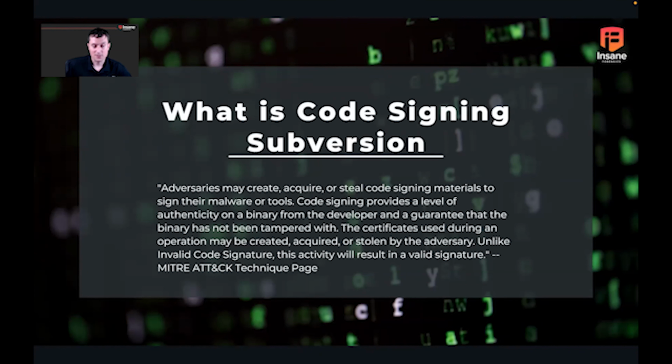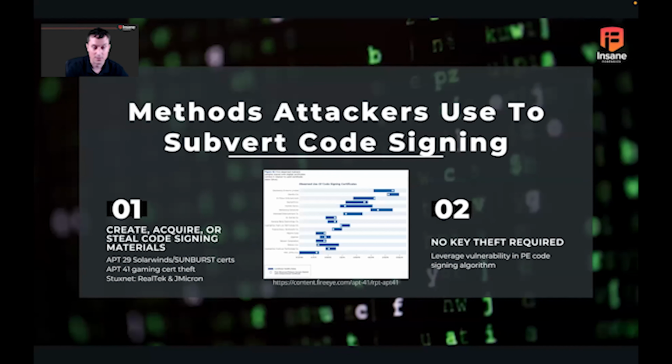But today we're also going to talk about ways that don't require the attacker to steal, ways that an attacker can leverage vulnerabilities and how Windows does code signing to not have to go through that step of having to steal code signing keys to get that privileged execution. So like I said, there's two ways attackers do this.